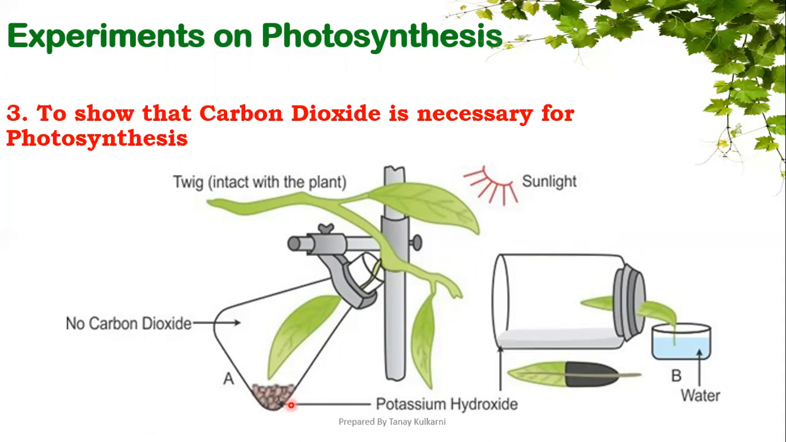Leave the plant in sunlight, and after a few hours when you test this leaf for starch, you will see that no starch is produced. The leaf will turn brown, because all the carbon dioxide present in the conical flask was absorbed by the KOH, so there was no source of carbon dioxide present. Photosynthesis did not occur.